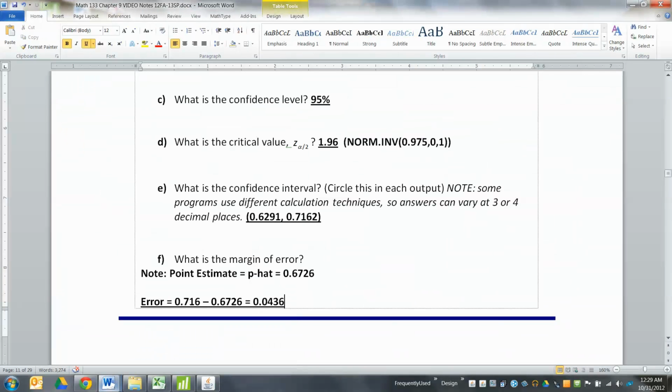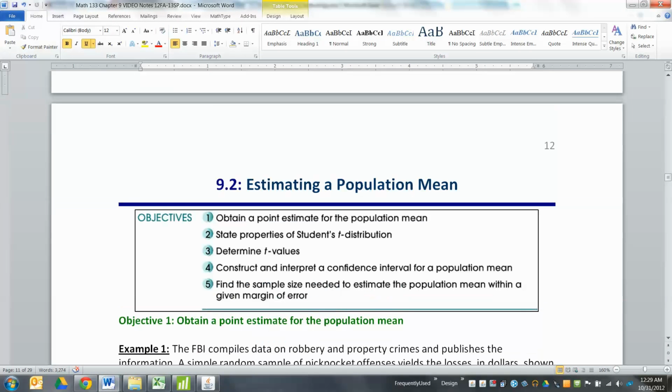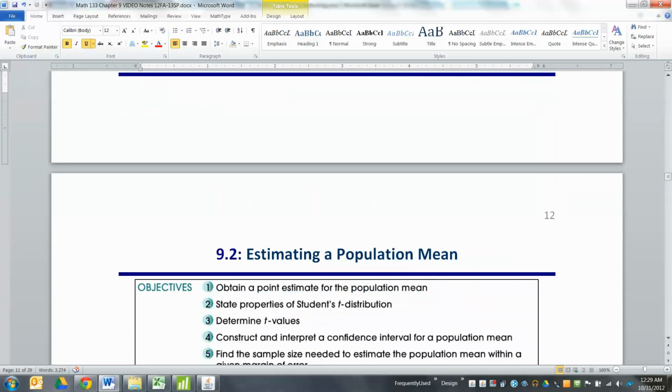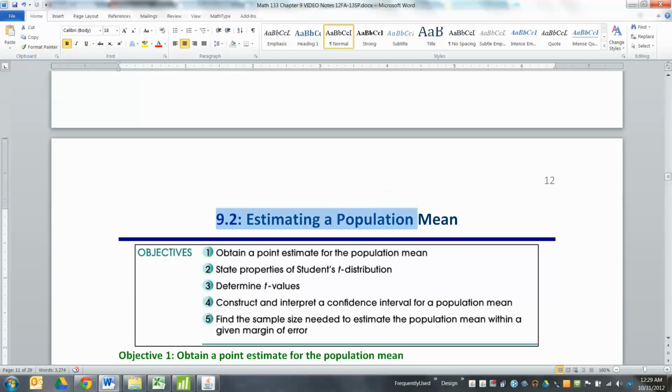And then we are all done with section 9.1, and I'll meet you back here for section 9.2, which is when we deal with the t-distribution and estimating the population mean instead of the proportion. See you then.